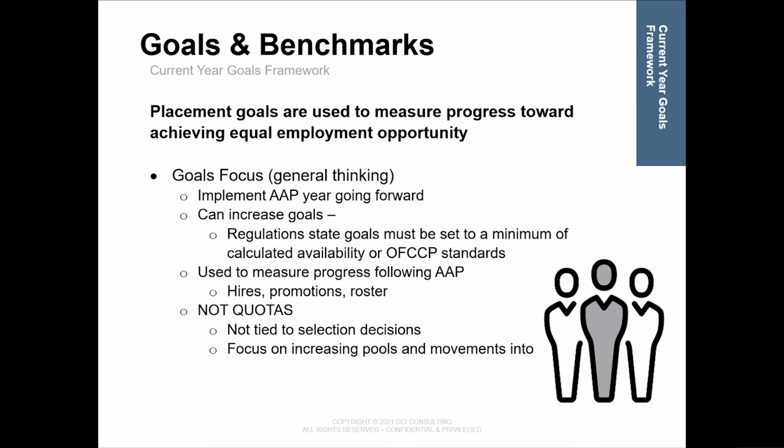You do have the ability to increase your goal. So going back to the example of the females where there was an availability at 50%, you could raise that and be more aggressive or aspirational to a 60%, but you at least have to, by OFCCP regulations, set that at its availability, which would be the 50%. Your goal is going to be used to measure your progress the following AAP year for movements considered in hires, promotions in your rosters. The one thing to remember is that goals are not quotas.